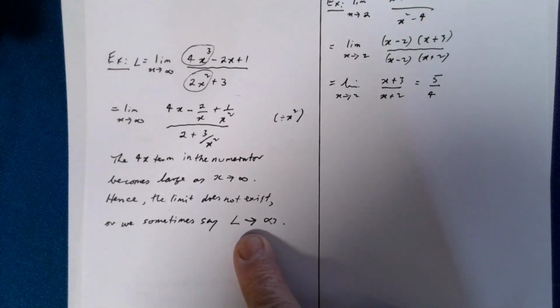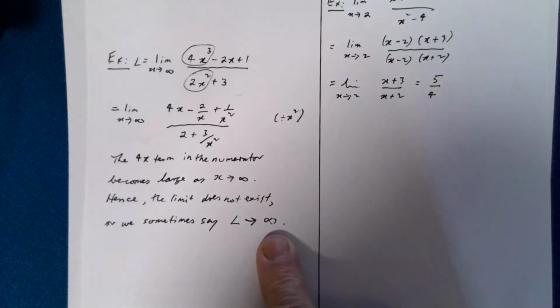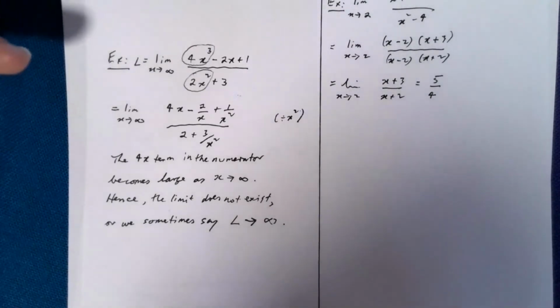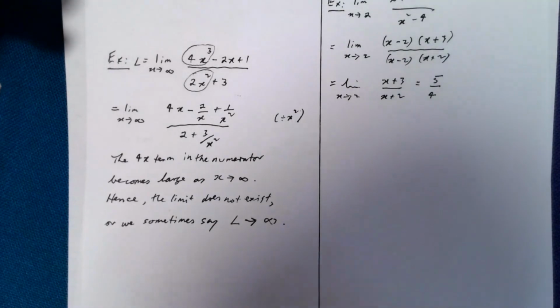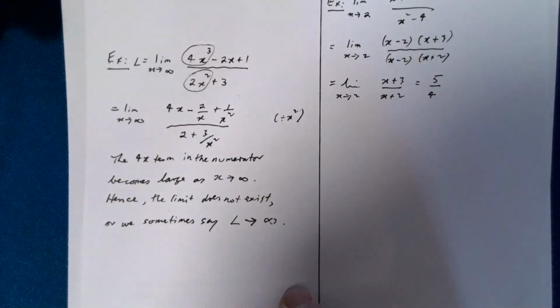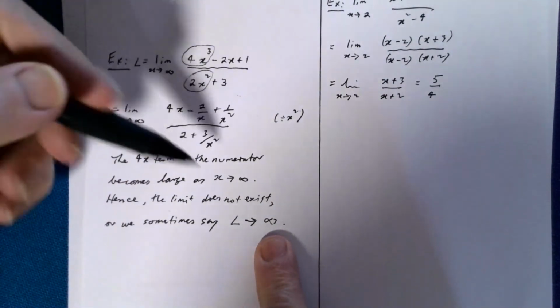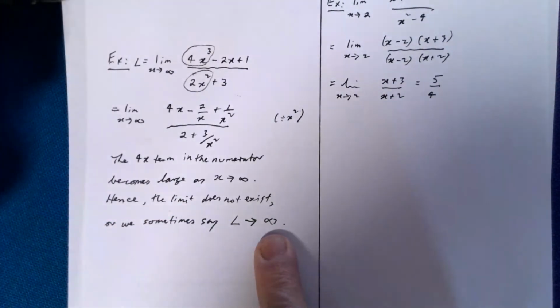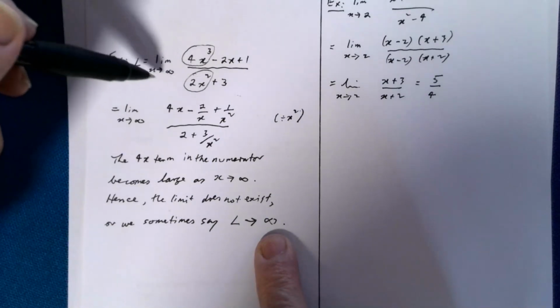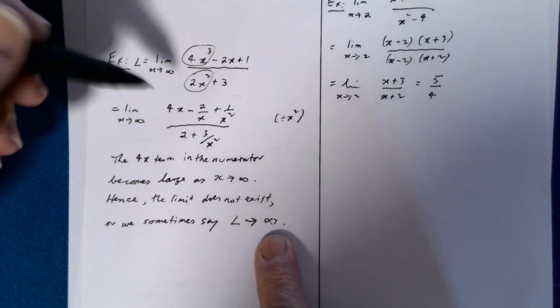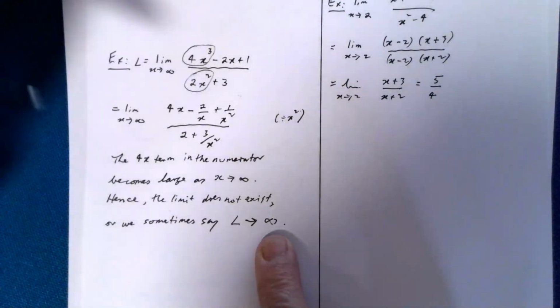Do not write L equals infinity, that is not mathematics. L is a real number. Whatever this thing is, you can't put equals infinity. Infinity is not a real number, so you can't use it with the equal sign. So I would write here L arrow infinity, which is a short way of saying L becomes as big as we like, as x becomes as big as we like. In this case, the limit does not exist. There's no finite value of this particular limit.